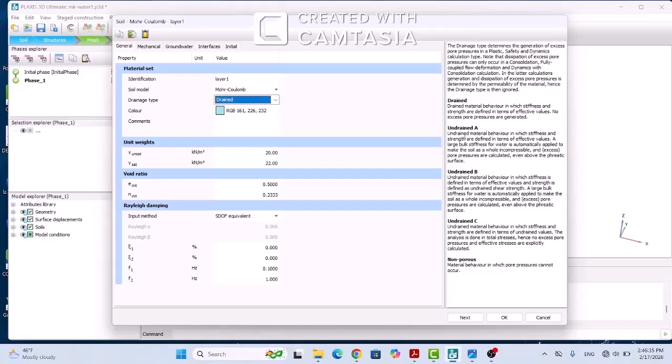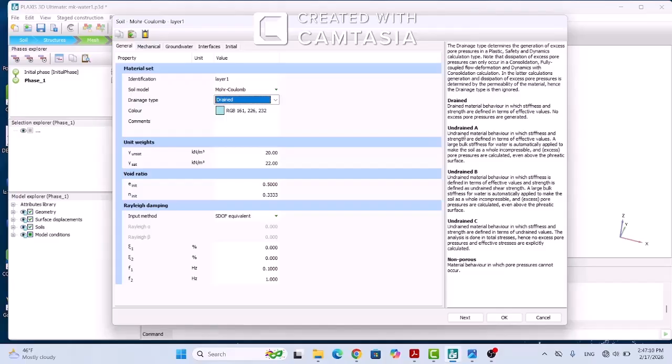But in undrained C, both parameters for stiffness and for strength must be total parameters. So this is the difference between undrained A, undrained B, and undrained C. But for choosing the appropriate option, we must know more about these options.